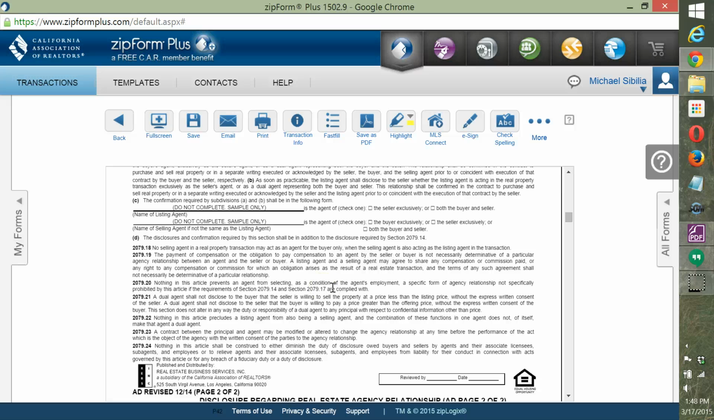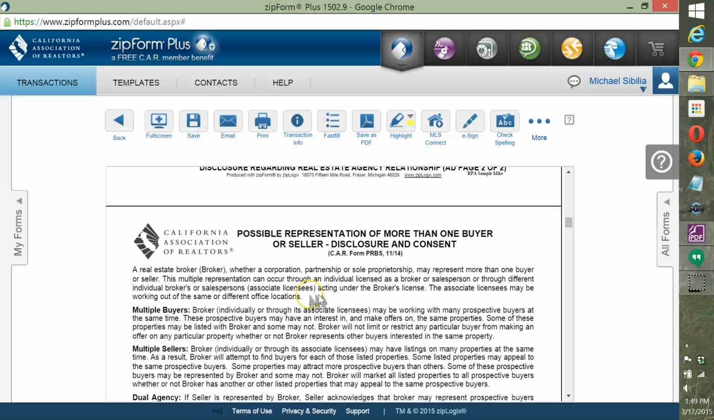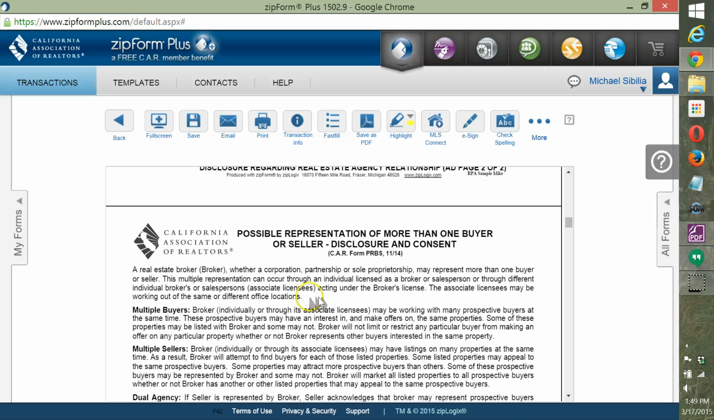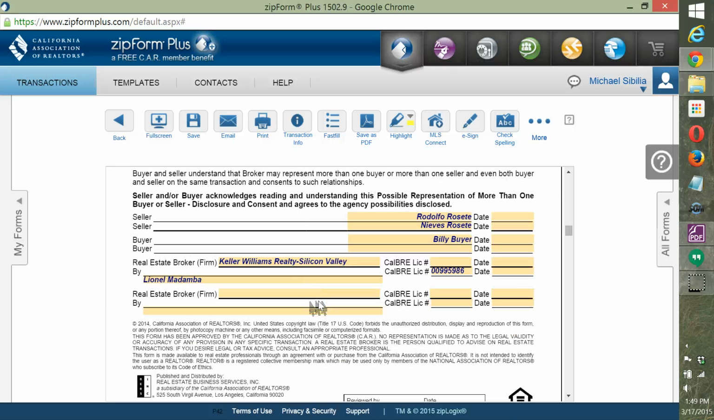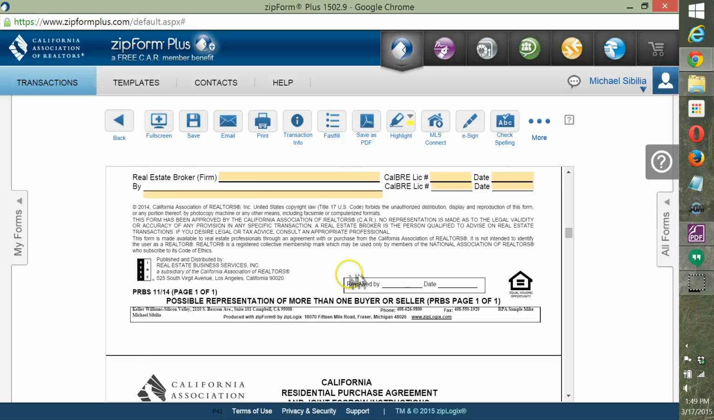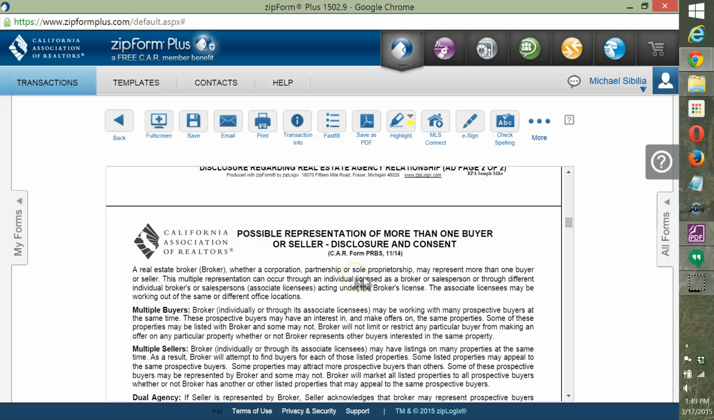No, but there's nothing actually to do on the back. This is just a copy of the civil code. And it automatically is put in the possible representation of more than one buyer or seller. So notice how it's already nicely filled out, except for ours, because we didn't do that. And by the way, there's a purpose to the sequence in that you're supposed to be letting them know that you may be representing more than one buyer.